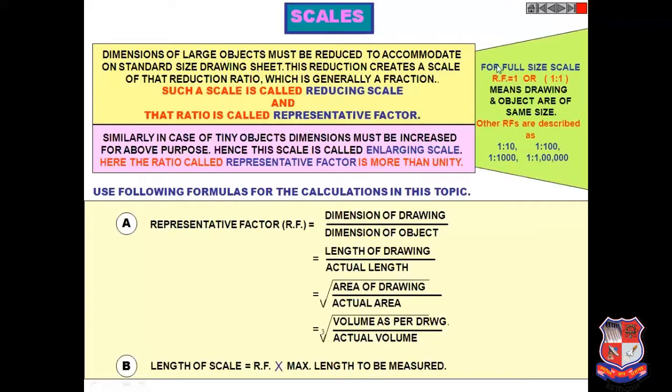One more thing, for the full size scale, RF is taken as 1 or 1 is to 1. Means drawing and object are of the same size. 1 is to 1 means drawing and object are of the same size. The other RFs are described as 1 is to 10, 1 is to 100, 1 is to 1000, etc.